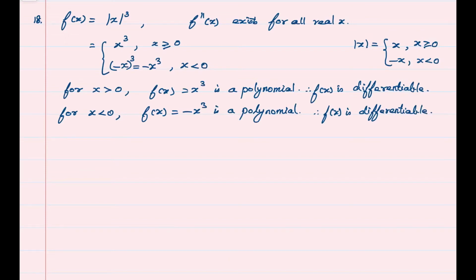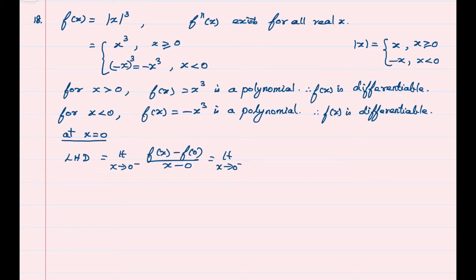Now we will check the differentiability at 0. For less than 0 we have one definition, for greater than 0 we have another definition. So we have to check the differentiability at 0. Let us find LHD, left hand derivative. The formula is limit x tending to 0 minus of f of x minus f of 0 divided by x minus 0, that is approaching 0 from the left side. So we will be using the less than 0 definition. f of x is minus x cube and f of 0 is 0, upon x minus 0 is x, which is limit x tending to 0 minus of minus x square. By substituting the limit value we get 0.